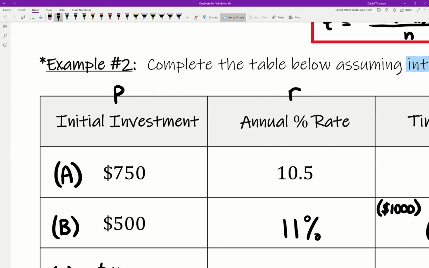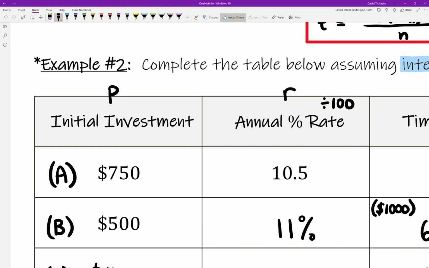And the only thing I want to say about the interest rate is to keep in mind that in this column it's going to be presented to you as a percent. So when we go ahead and do the formula, we need to take this number and divide it by 100, and that's going to be the decimal number that we're going to use in place of our R value in our formula.